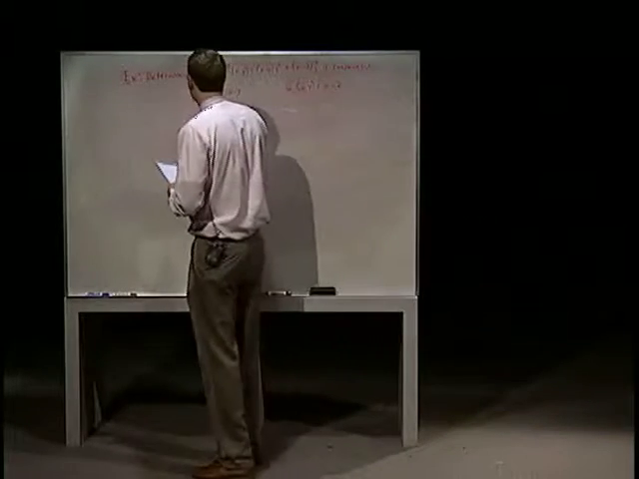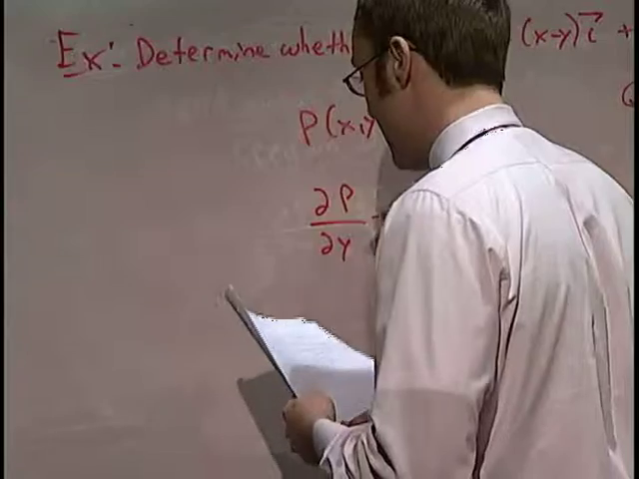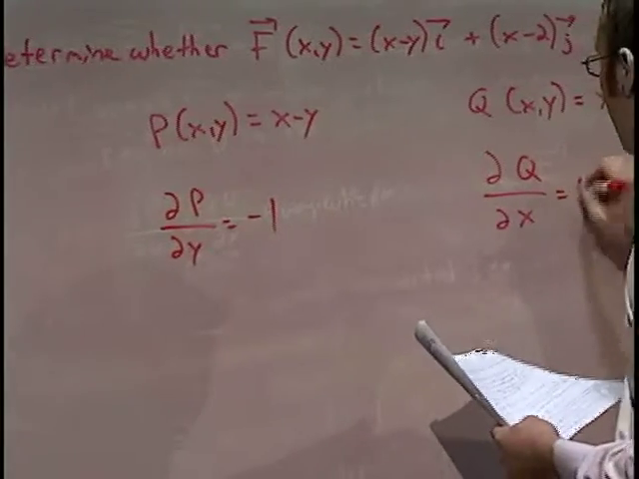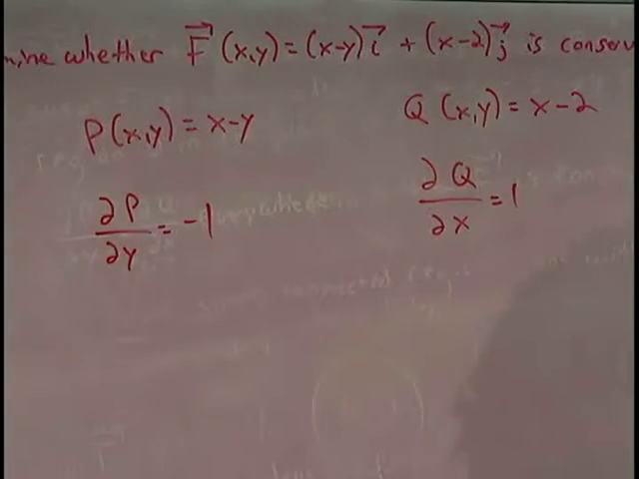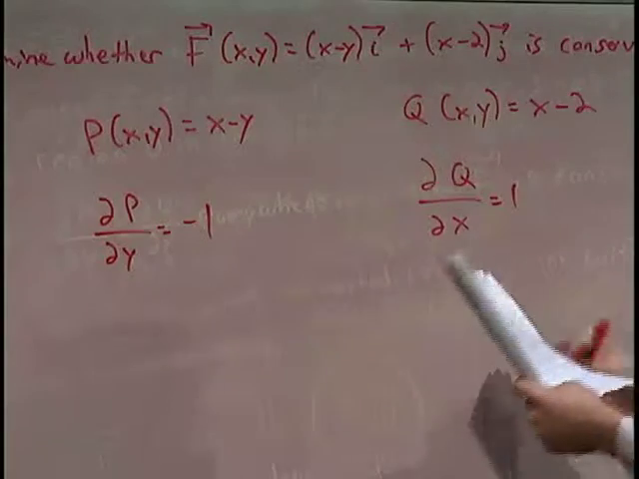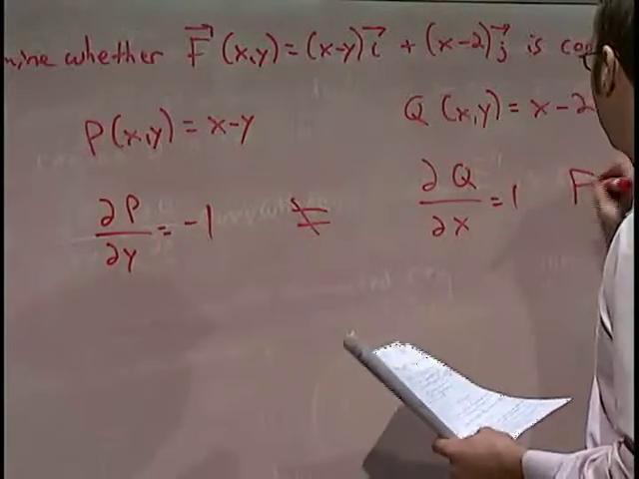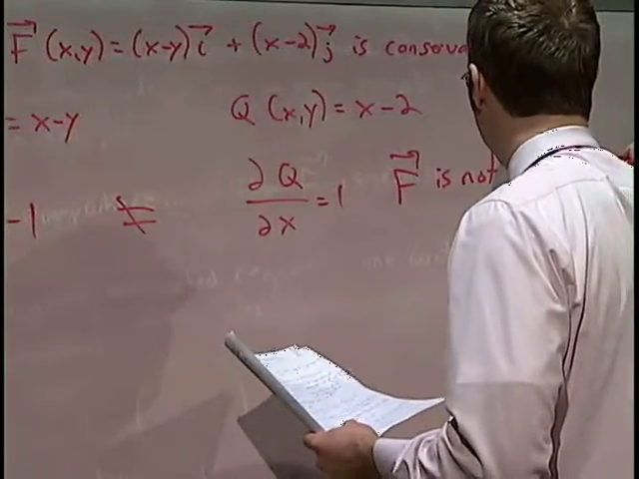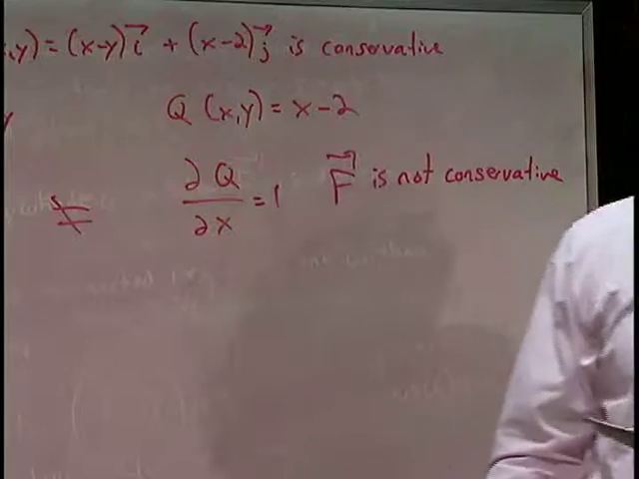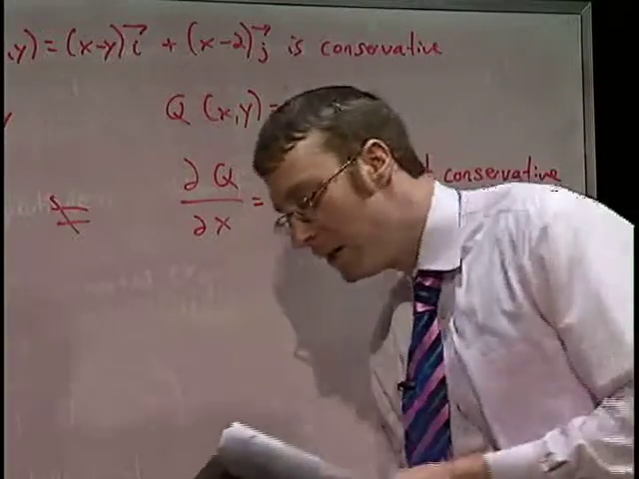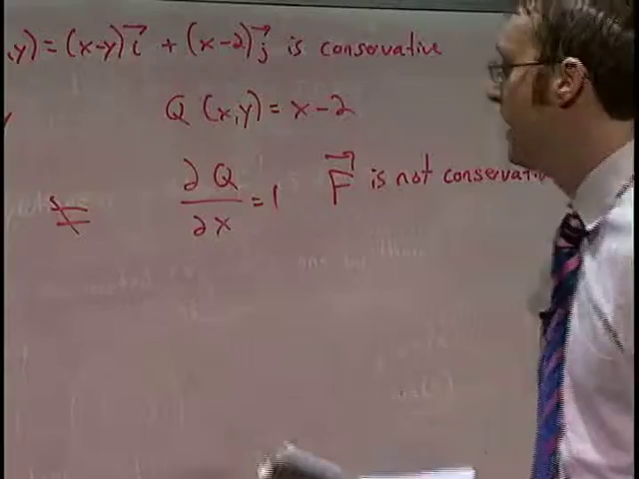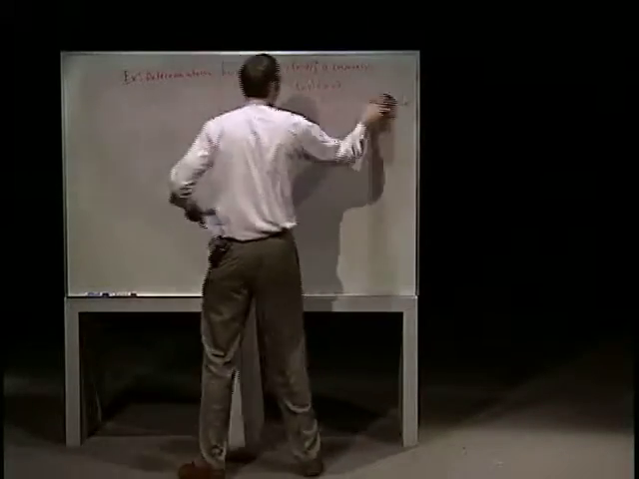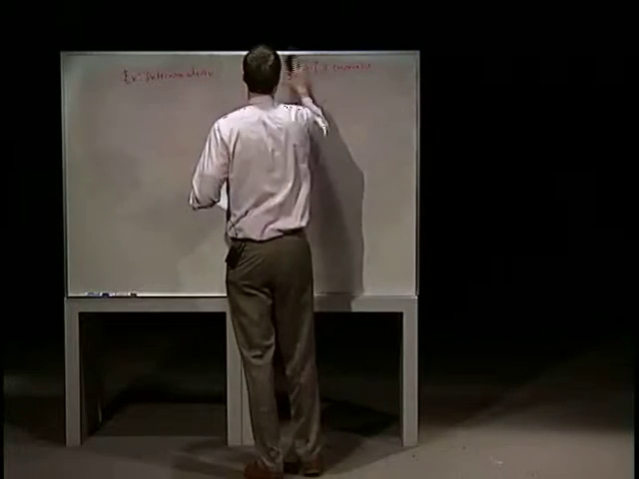So our only question is, let's look at partial p partial y. Well, it's -1. Partial q partial x is +1. Well, they don't sync up for any point in the plane, so these are not equal. F is not conservative. Done. Okay? So that was one that didn't work. That was easy enough. Let's see if we get one that does work. So let's leave the question up here, but change the vector field.